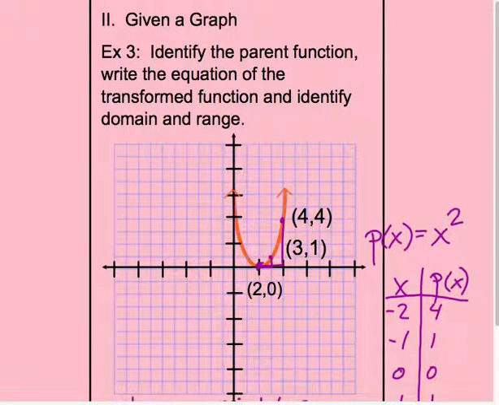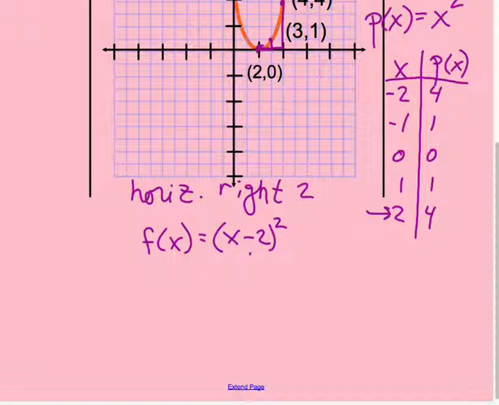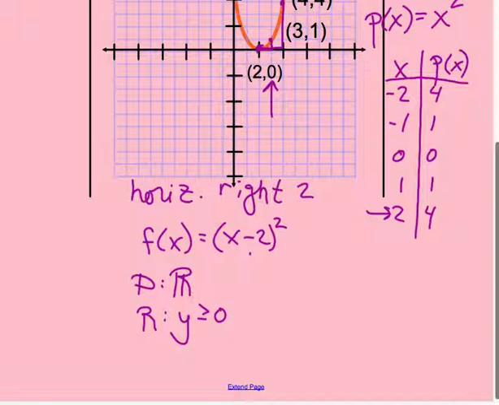Sorry, let me jump back. I'm just seeing the domain and range. I didn't write that down for myself, so I almost forgot it. Looking at the domain of the transformed function, it is an x squared function, so that domain is all real numbers, and that doesn't change even when you transform it. Range, the y value of the critical point is 0, so we still have y is greater than or equal to 0.